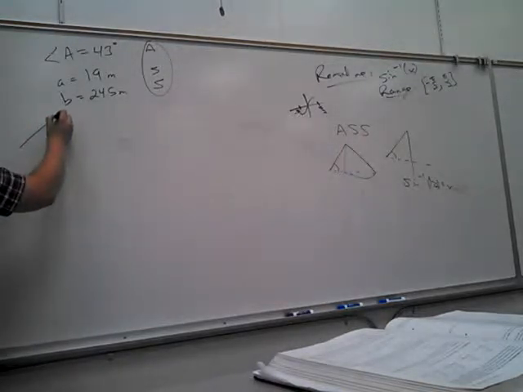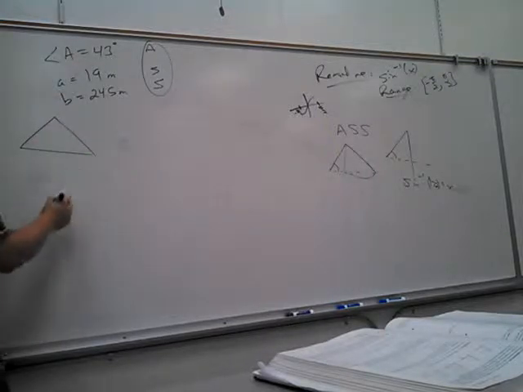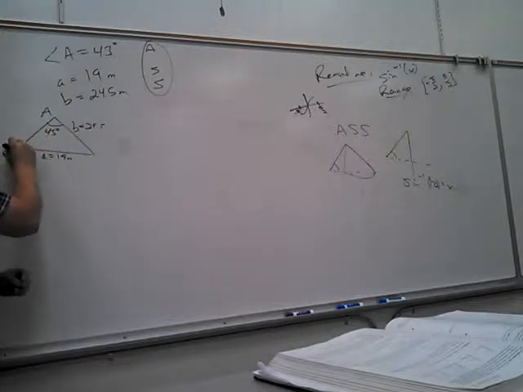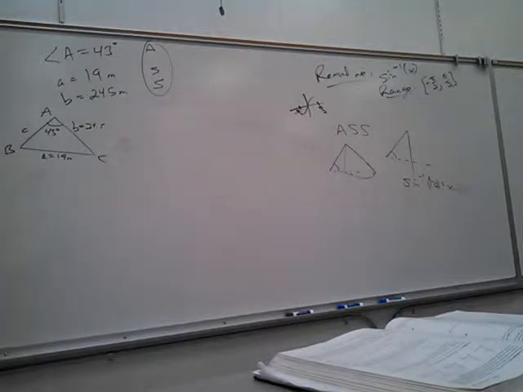The picture you draw does not have to be beautiful. It can always be the same triangle. Here's your angle A, 43 degrees. Side A is 19, and side B is 24.5. So here's side B, angle B, angle C, side C. Some of us might have a mirror image, or some of us are turned around a little bit. It doesn't matter. Just set up where your sides are, where your angles are, and make sure they're across from each other.